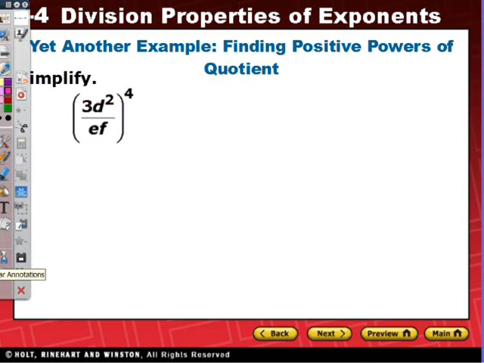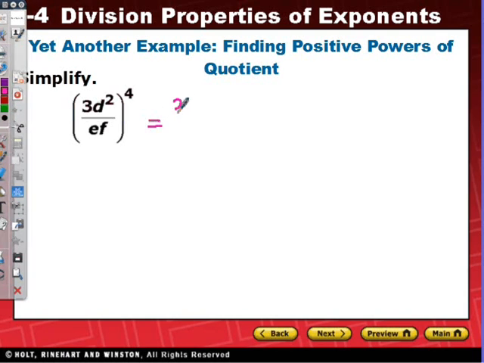Okay, first example. Write it down somewhere at the bottom of the page or on the back side. 3d squared all over ef, raised to the 4th power. So every single thing in the parentheses needs to be raised to the 4th power. Let's write it out that way before we even start simplifying all the rest of it.